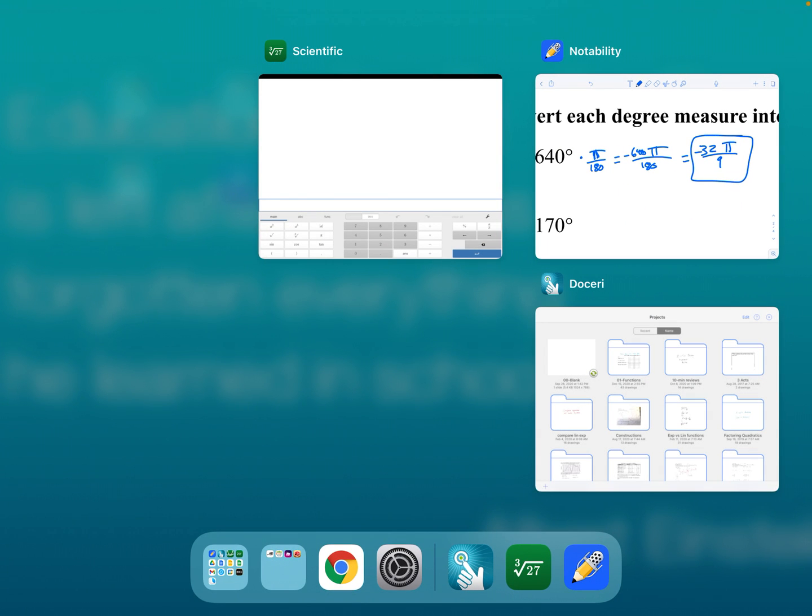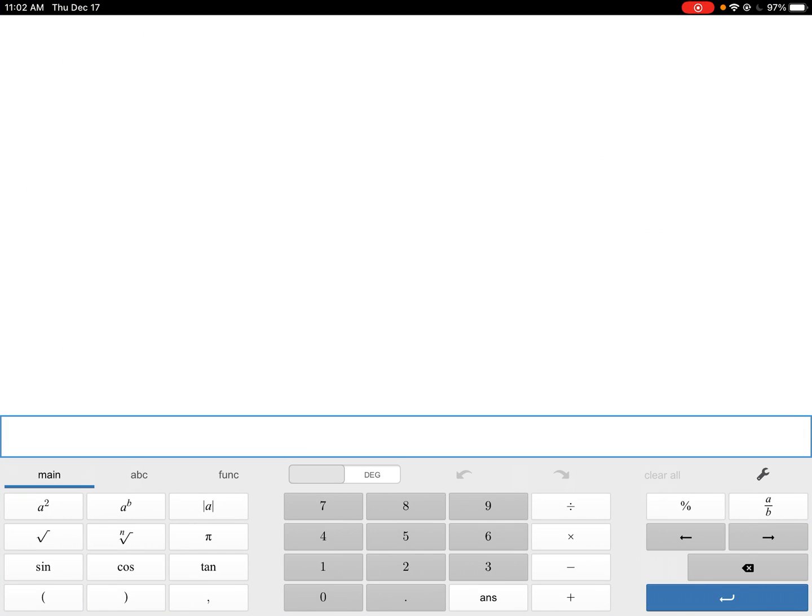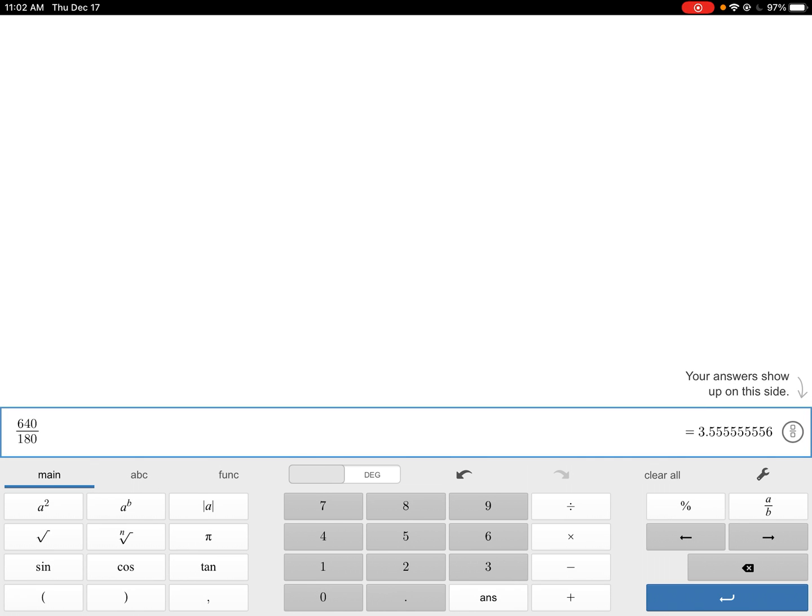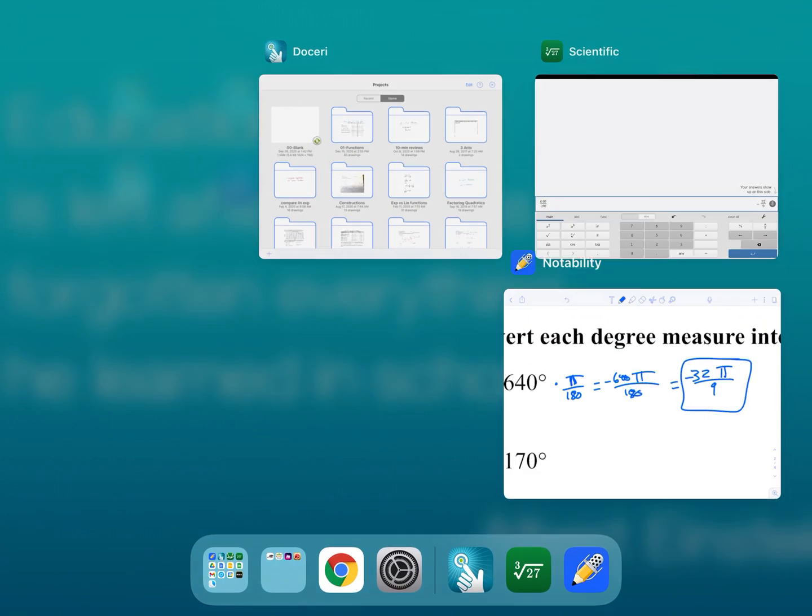If you want to use a Desmos calculator to help you figure this out, let me pull up a Desmos one. I can do divided by 180. And if you look over here on the right side, next to your answer, there's that circle with a couple boxes in it. If you push that, it converts it to a fraction for you, which is awfully convenient. So yeah, pushing that button changes between decimal and fractions. So that's a handy tool when you're trying to convert these things.